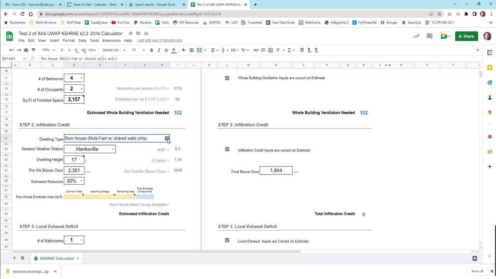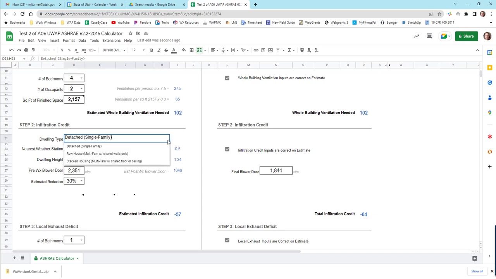it'll actually reduce the total infiltration credit. Right now, if this is a detached home, we get a credit of 57 CFM. Since this is going to be a fraction of, or it's only going to be the amount of the house that's exposed to the outside, that multiplier is going to cause this number to go down a little bit if this becomes a row house.